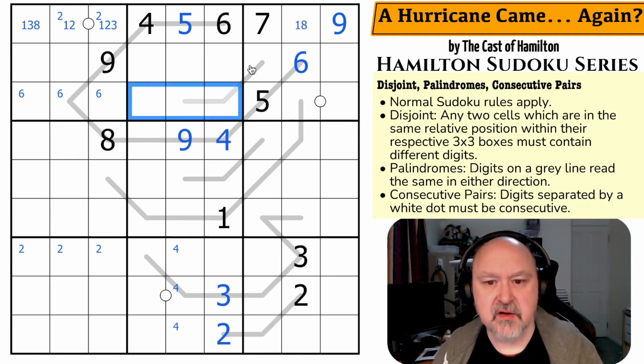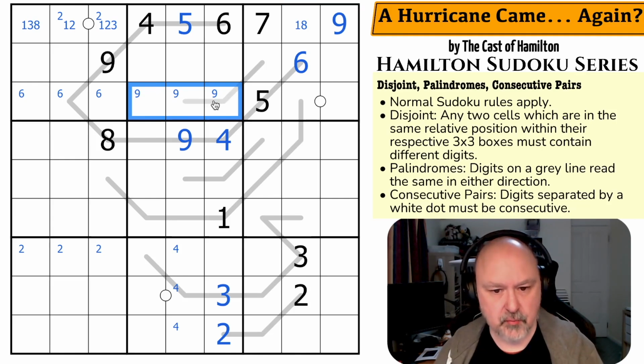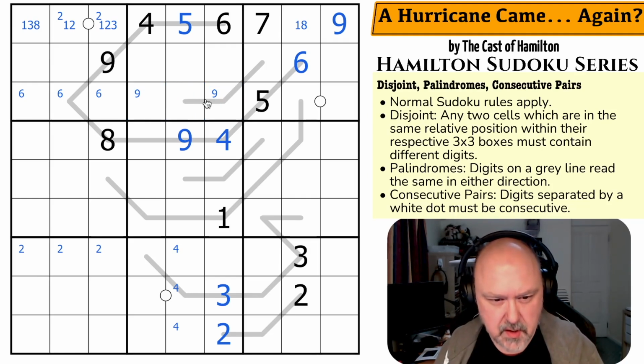9 is 9. Where's 9? 9 is in one of these three by normal Sudoku. I take it out of here. No, actually, I saw something that turned out to be completely wrong. 5 is in one of those two. If this was a 4, this would be a 5. Yeah, that seems okay.